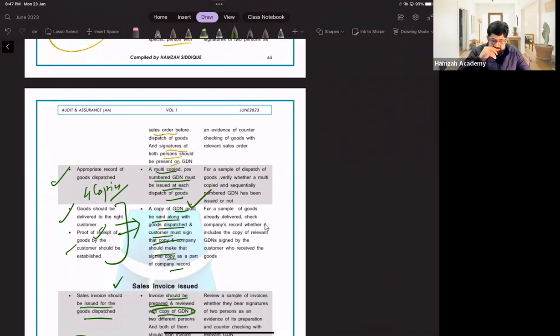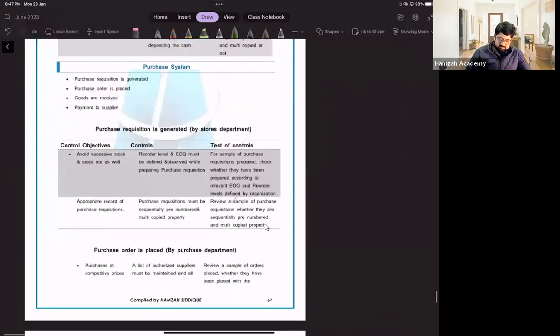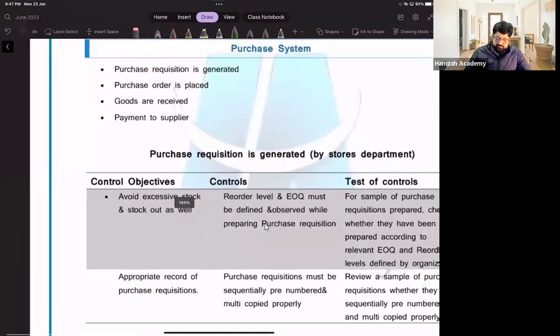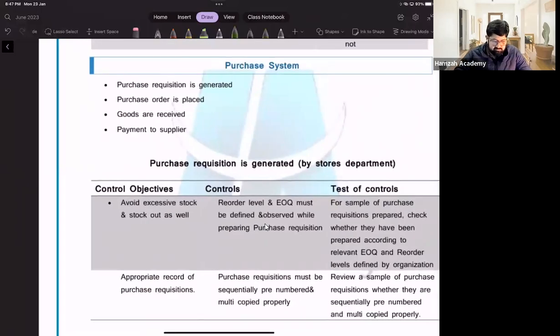Now, next. Purchase system. So four steps: purchase requisition is generated. The second is purchase order is placed. Purchase requisition, yes. It should not be happening that goods are available there and you are preparing a purchase requisition. Excessive goods are there already.